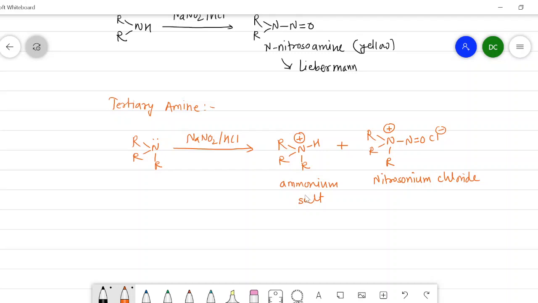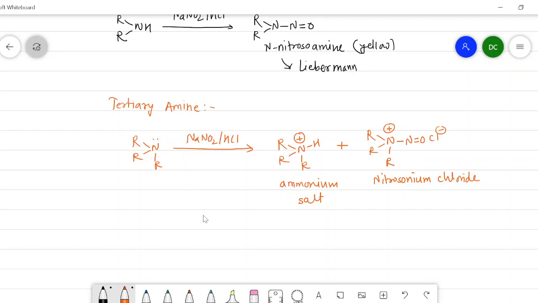So in a primary amine, we get a diazonium salt. It may be an alkyl diazonium salt or aryl diazonium salt. Alkyl diazonium salt is converted into the alcohol, whereas aryl diazonium salt gives a coupling reaction. In a secondary amine, we get an N-nitrosoamine as a product, which has a yellow color and is oily in nature. But in a tertiary amine, we get either an ammonium salt or a nitrosonium chloride. Both have a nitrogen with a positive charge. These are the salts which are formed in case of a tertiary amine.